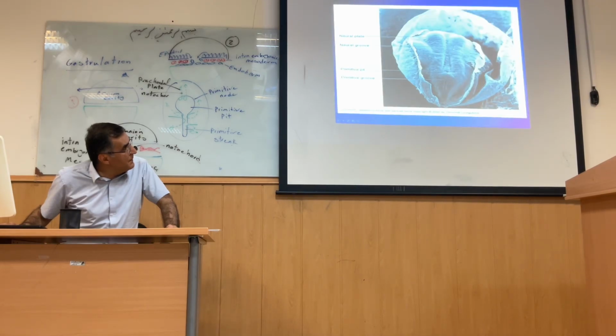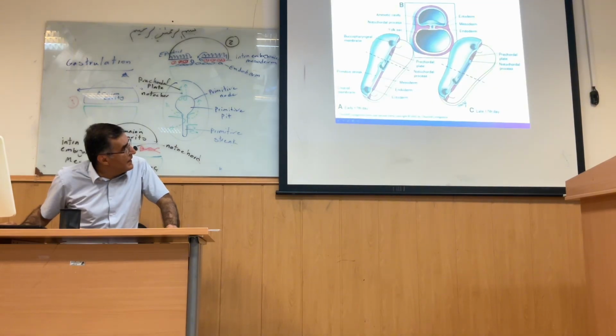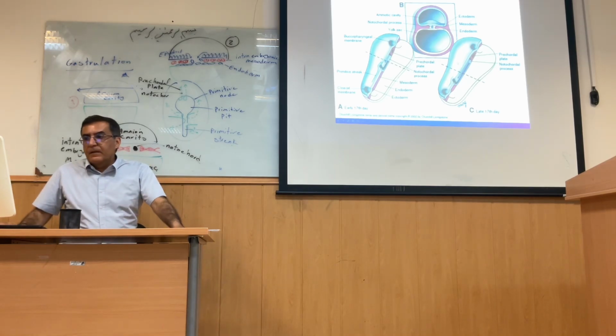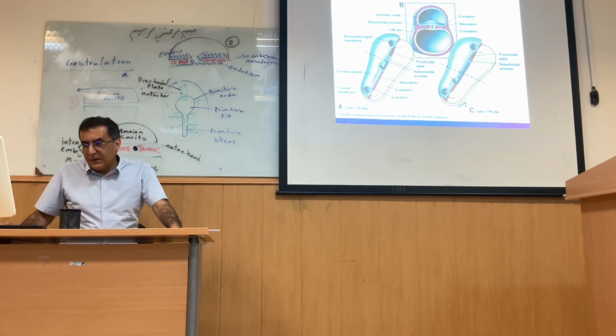The primitive streak. That one, the purple, look at the purple. Notochord. But in front of the notochord we have another term, prechordal plate. Both of them migrate from the primitive pit, but only the time of migration is different. The first cells that migrated are named prechordal plate, and the second wave that migrated is the notochord.